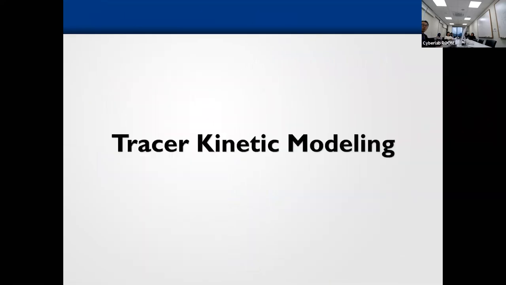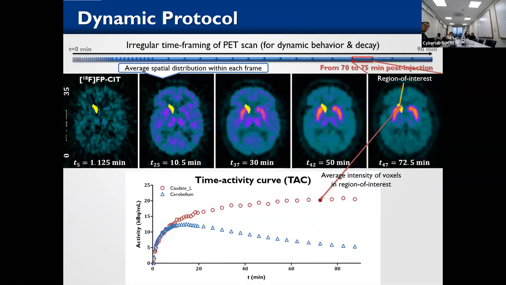So let me introduce tracer kinetic modeling. The most basic concept is we can use the time nature of this data. If we get the scan from the injection point to maybe 50 or 60 minutes, then with this long scan window data, we can follow the trace of the radio tracers. Can you follow me? Yeah.